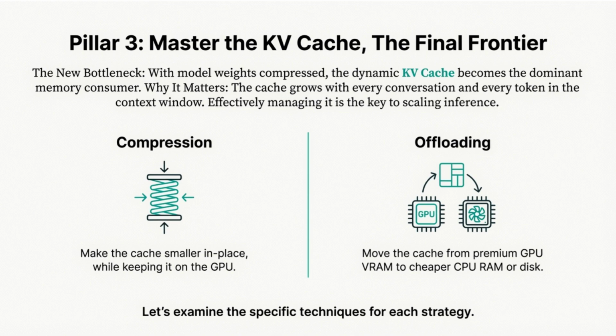So once you compress weights, guess what becomes the biggest memory consumer? The KV cache. And remember, this cache grows with every token, every user. At scale, it can be bigger than the model itself. 2 strategies. Compression, make the cache smaller. Keep it on GPU. Offloading, move inactive cache to CPU, RAM, or disk. Let's look at specific techniques.